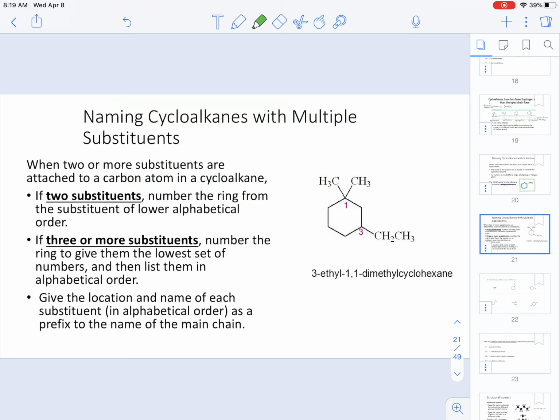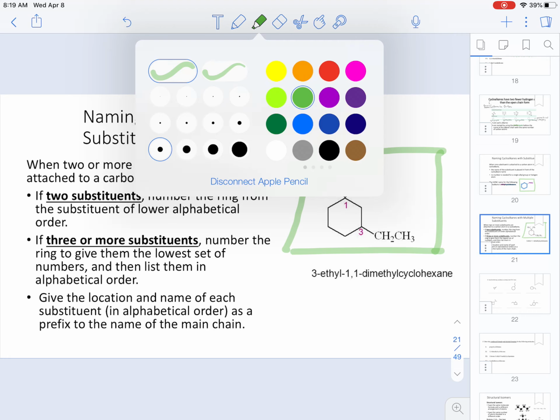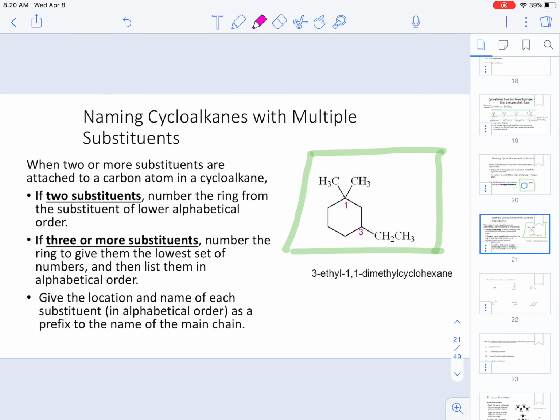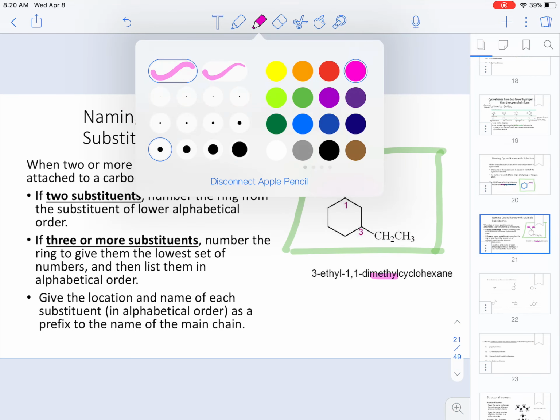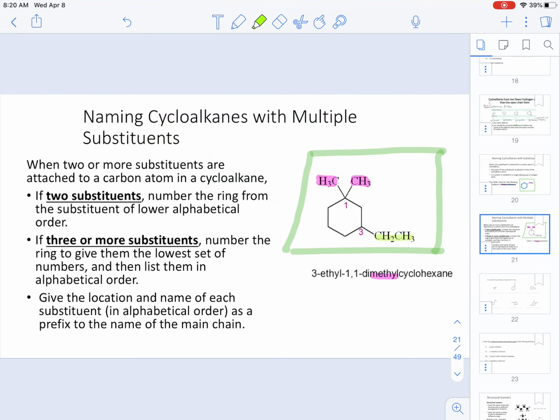So here in this molecule, we have 3 substituents. I'm going to highlight them in magenta. We have a CH3, a CH3, and we have a CH2CH3. So the CH3s are going to be my methyl groups. My CH2CH3, let me recolor it in neon green, is going to be my ethyl group.